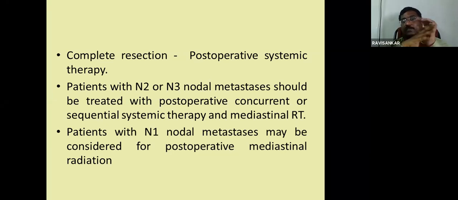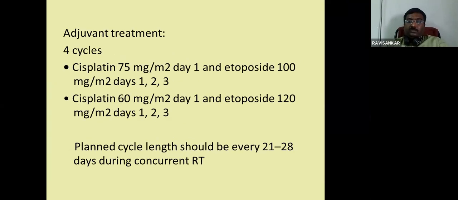If patients have N2 or N3 disease, they have to plan for concurrent chemoradiation. When you operate and find an N1 node, in the adjuvant setting you can also consider postoperative mediastinal radiation. Here, the chemotherapy is very simple. It is cisplatin and etoposide, usually 4 cycles. If planning concurrent chemoradiation, start radiation along with chemotherapy.